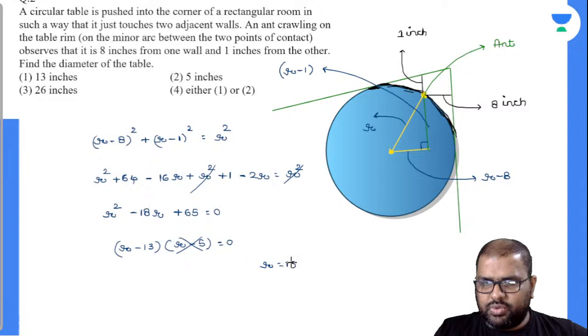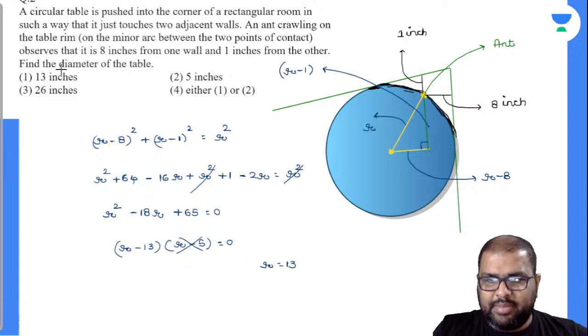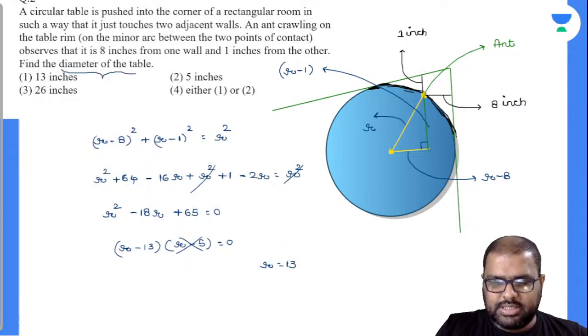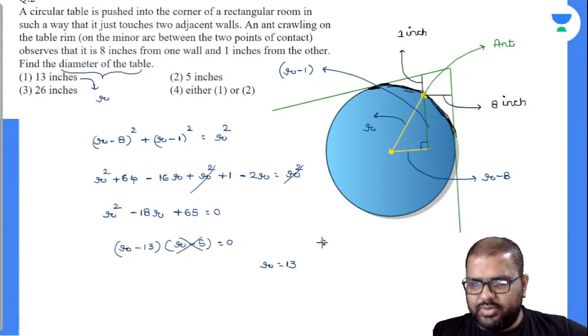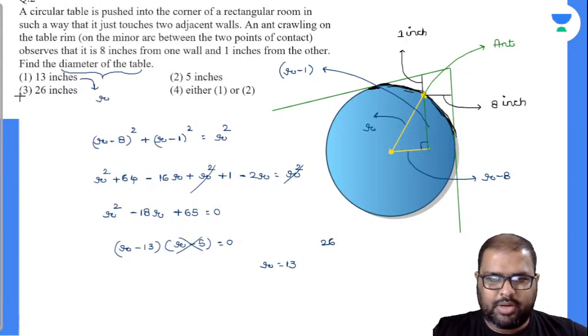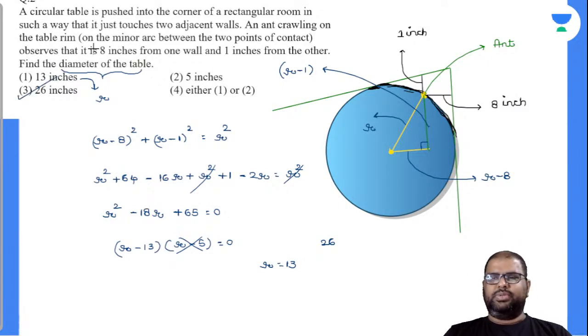So what is the question asked? Find the diameter of the table. Now, after doing all these things, don't jump to a conclusion here. See here, 13 inches is the radius. You are asked to find out the 2r value. The 2r value is 26. So, after doing all these things, students write down r as the answer and tick option A. That will go wrong. Okay, hope I am clear.